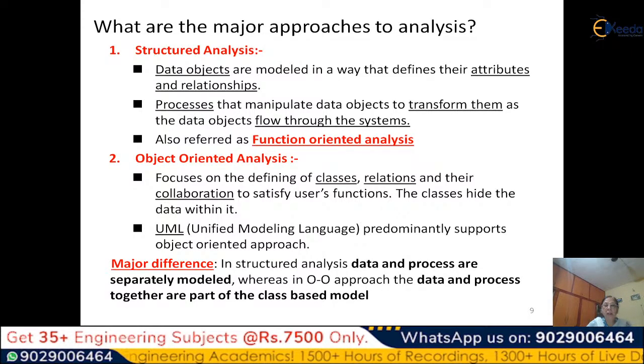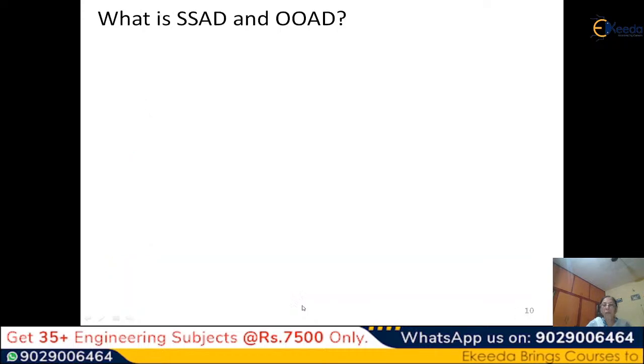The major difference between structured analysis and object-oriented analysis is a very important question that will be asked in the exam. In structured analysis, the data and processes are separately modeled. We said the data will be modeled and then the processes will be modeled. But in the object-oriented approach, data and process are together as part of the class-based model. So in the OO approach, we will go for class-based models.